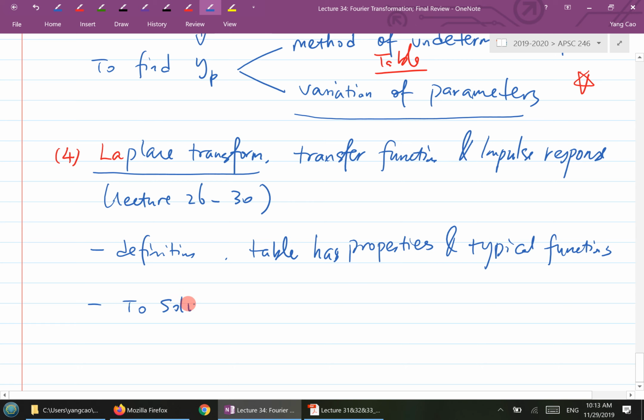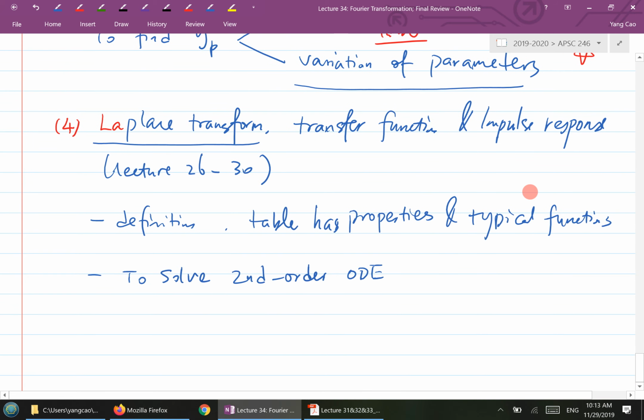But we use Laplace transform to do what? To solve second order ODE. And when we solve the ODE using Laplace, there's a technique we use called the partial fraction expansion. Basically you transform your time domain ODE into the S domain using Laplace, and then you use partial fraction expansion to simplify it to the simplest form so that you can look up from the table that you're given. Once you get it from the table, you get the inverse Laplace, which is the solution. Okay?